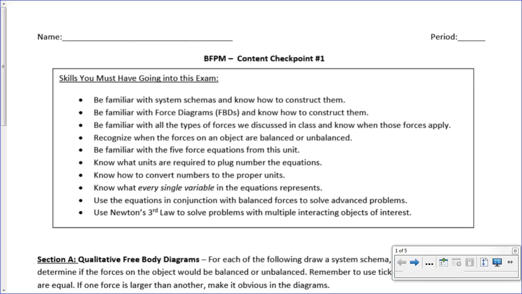Hello, this is a content checkpoint video guide for the first exam on the Balanced Force particle model units.